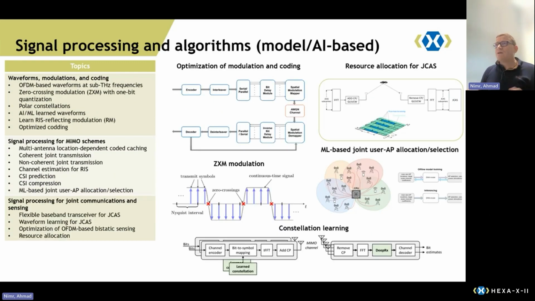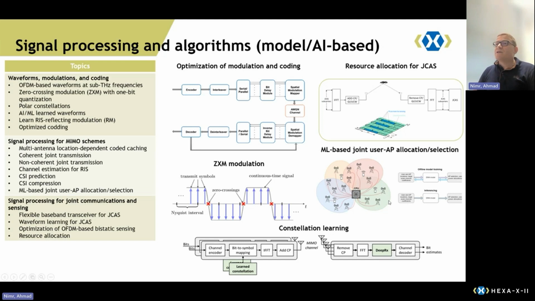Signal processing is a wide topic, covers so many aspects. This is not only model-based, but also AI-based. And regarding the waveforms, some of the optimization for the waveforms for different frequency bands, some activities to design the constellation for FR1, FR2, some other to investigate new waveforms like zero-crossing modulation for sub-terahertz waveform, also learning of the constellation. So not only the conventional QAM is used here, but might result in some learned patterns.